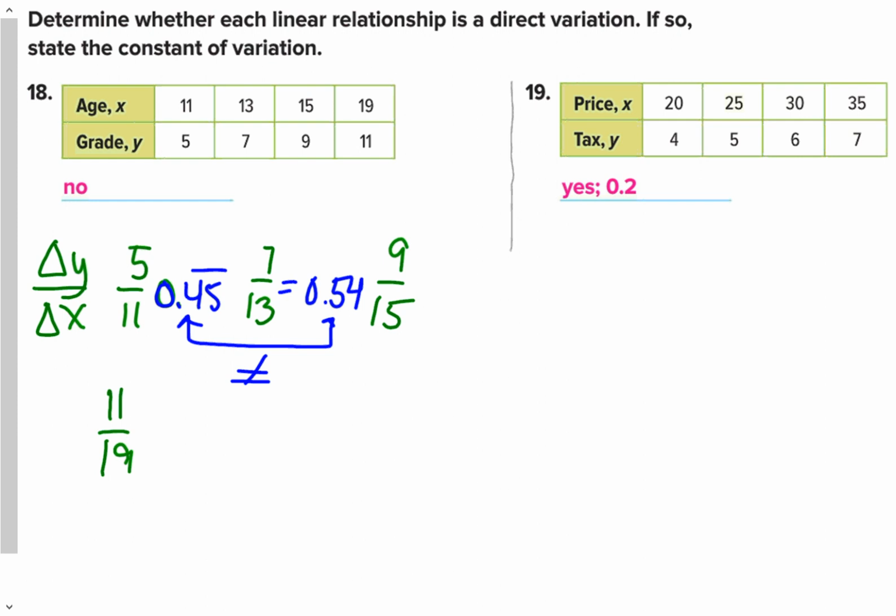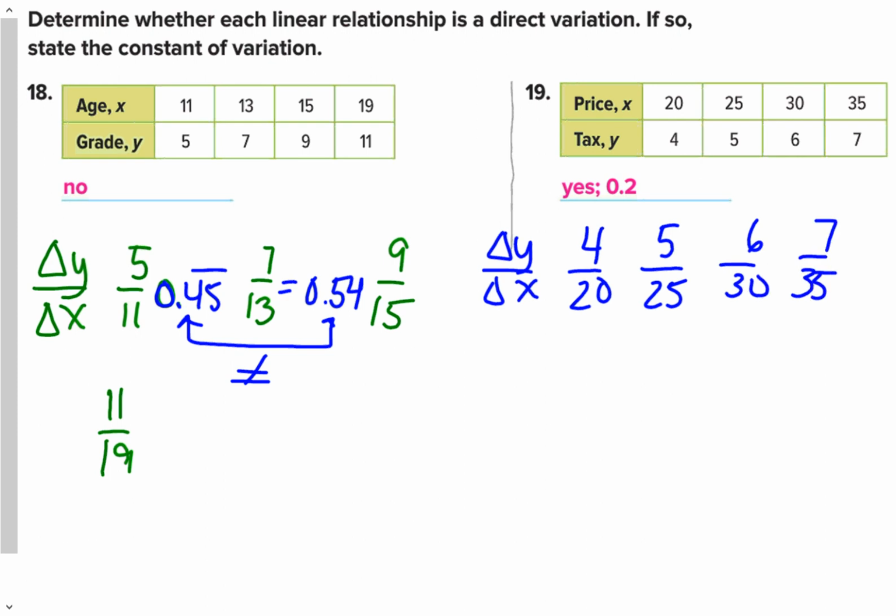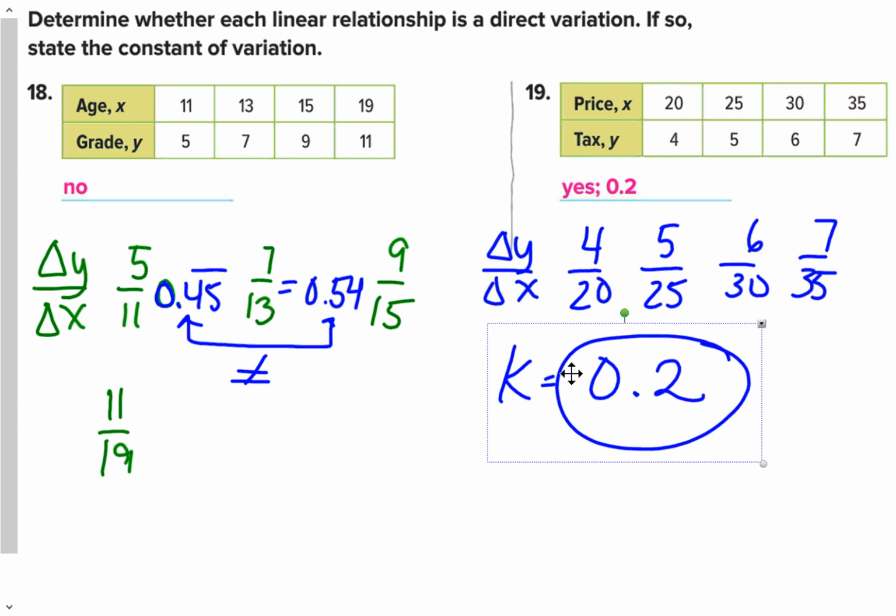Okay, here's our next one. Again, we want to set up our change in y over our change in x. So 4 over 20, 5 over 25, 6 over 30, and then 7 over 35. Those all actually equaled 0.2, so that was our direct variation, also known as K.